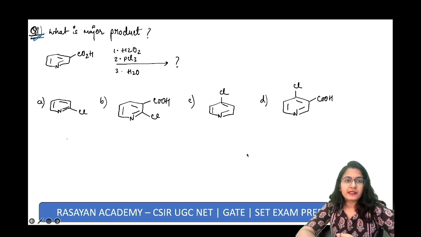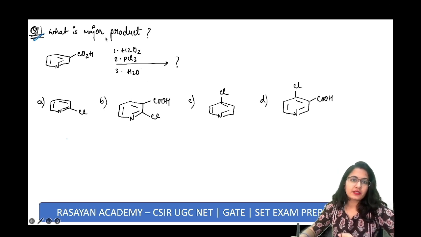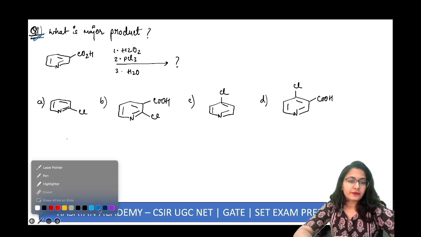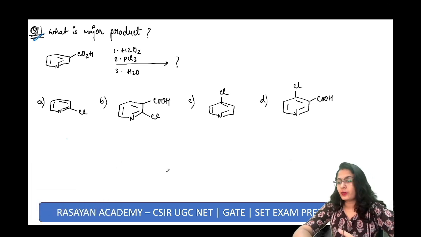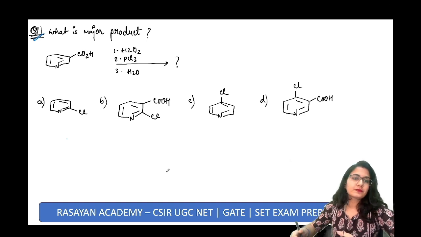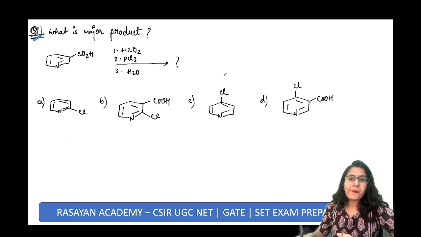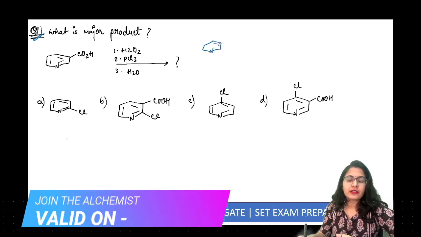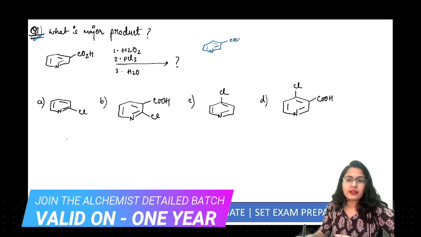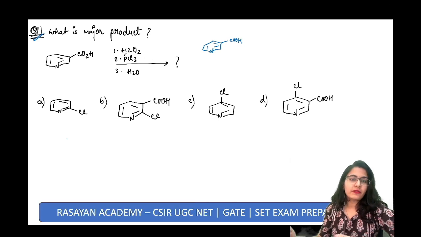All right. So what is the major product in this question? Now this is a very simple one. Let's try and answer this one first. Try it on your own. All right. We have a substituted pyridine. So is anything going to happen to the substituent when we are taking H2O2? No. This peroxide is specifically used.